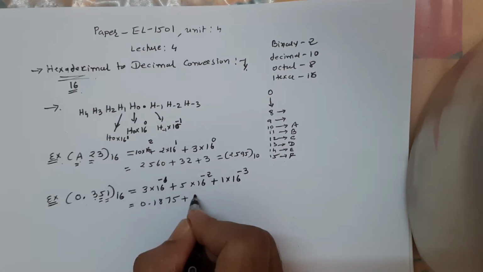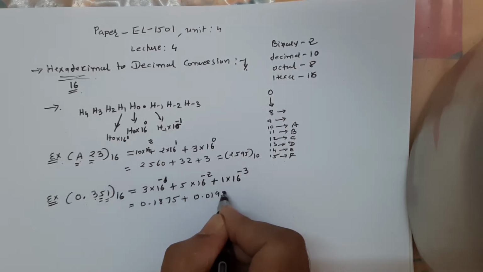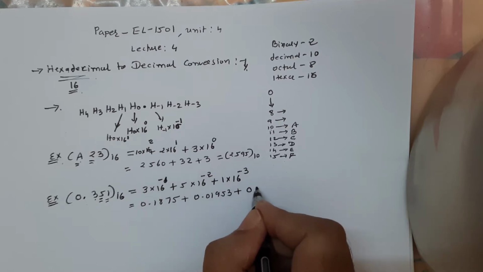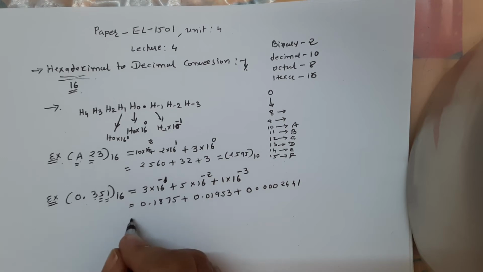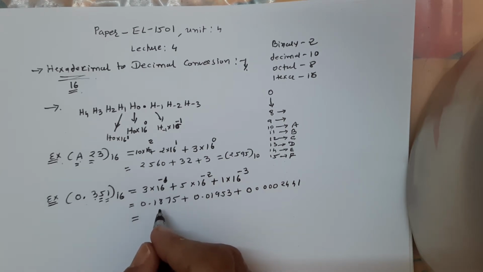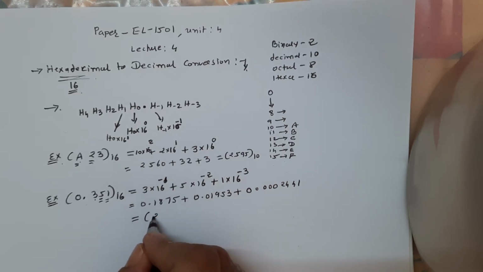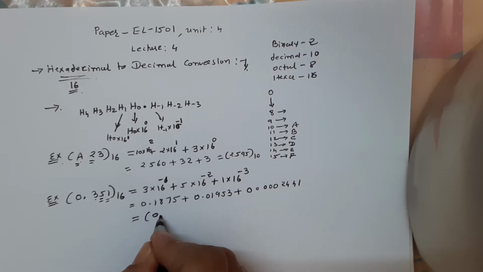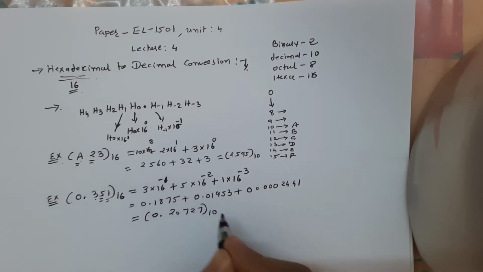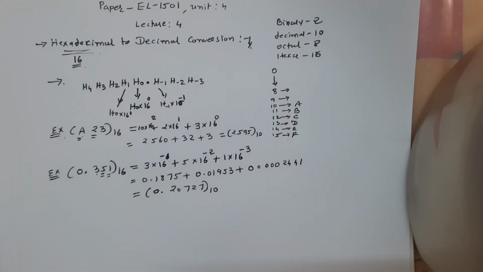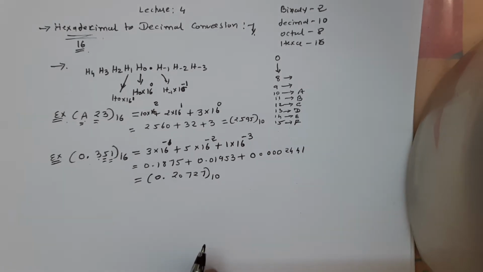So this is equal to 0.1875 plus 0.01953 plus 0.0002441, and all of this is equal to 0.20727. This is your decimal number. So in this way we convert the hexadecimal number into the form of the decimal.